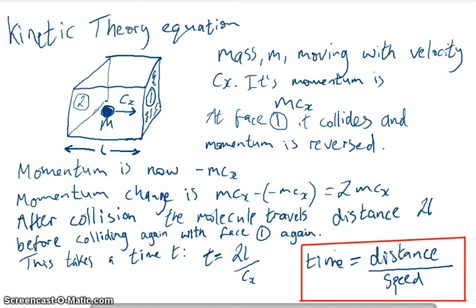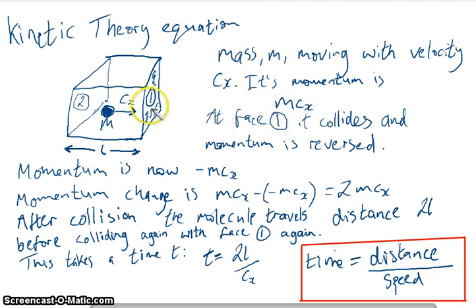So we start off by considering a single particle, mass m, contained inside a cubic box with sides L. Every side is L, it's a cube. We've got two sides labelled 1 and 2. The particle travels with speed c in the x direction, hence cx. Its mass is m, it's moving with velocity cx, so therefore its momentum is mcx.